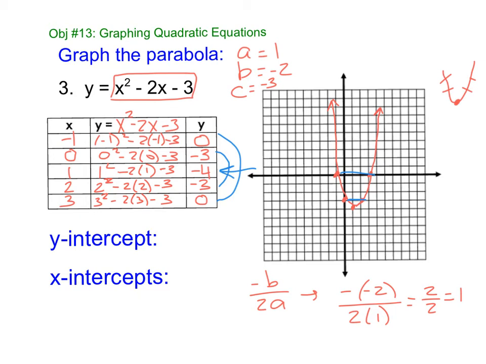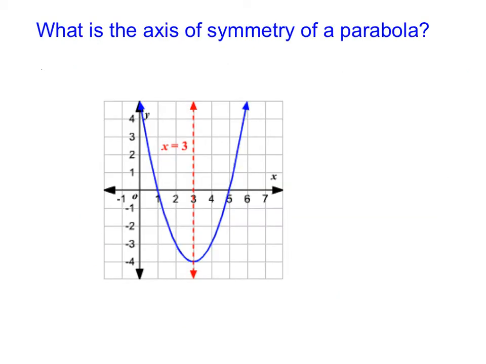Okay, look at the graph. What's the y-intercept? The y-intercept is where your x value is 0. So our y is -3. Our x-intercept, so where does this cross the x-axis? So where our y is 0, we got -1 and 3. So those are important points on the graph: the parabola, the y-intercept, and the x-intercepts.